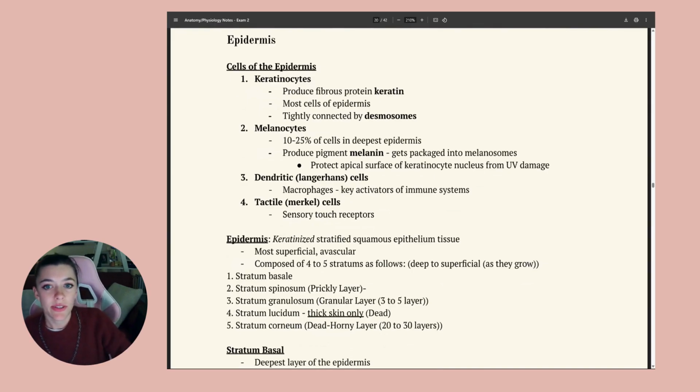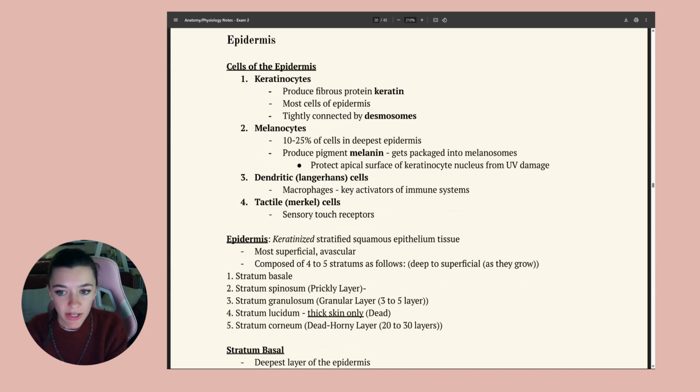Epidermis. So cells of the epidermis: you have your keratinocytes, your melanocytes, your dendritic/Langerhans cells, and your tactile Merkel cells. Keratinocytes produce keratin, which is a fibrous protein. They make up most cells of the epidermis, and they're tightly connected by desmosomes.